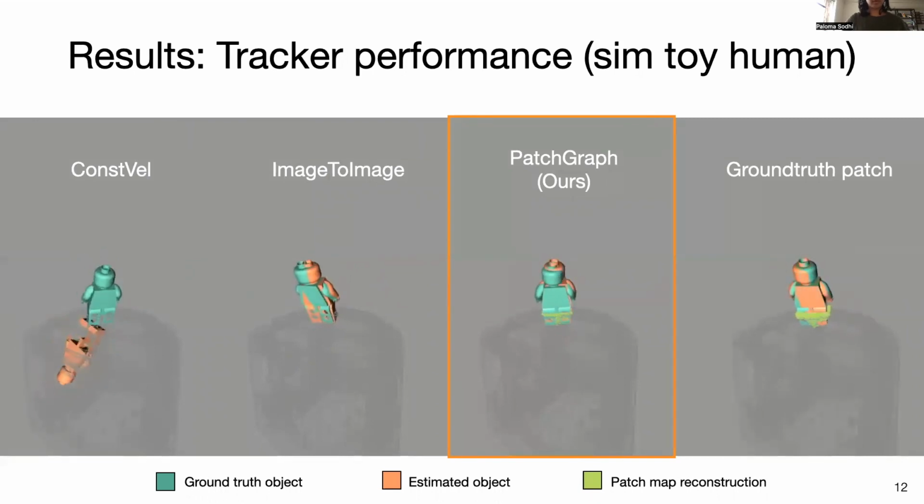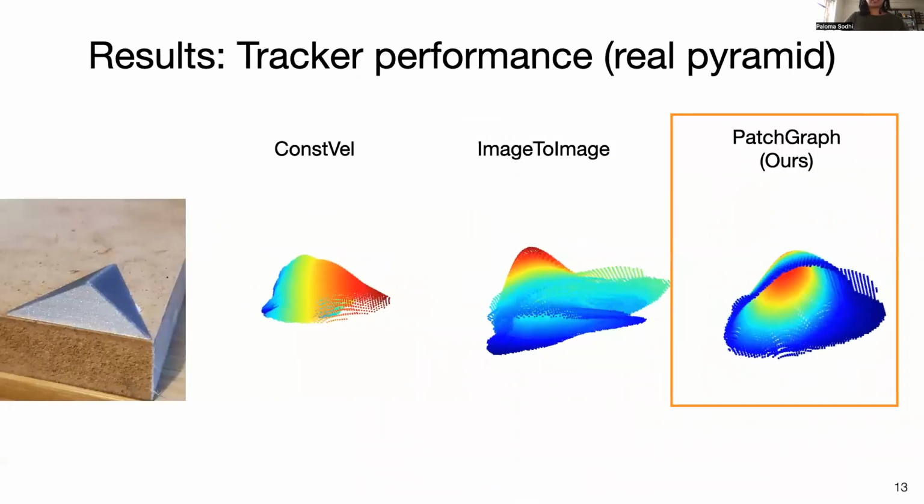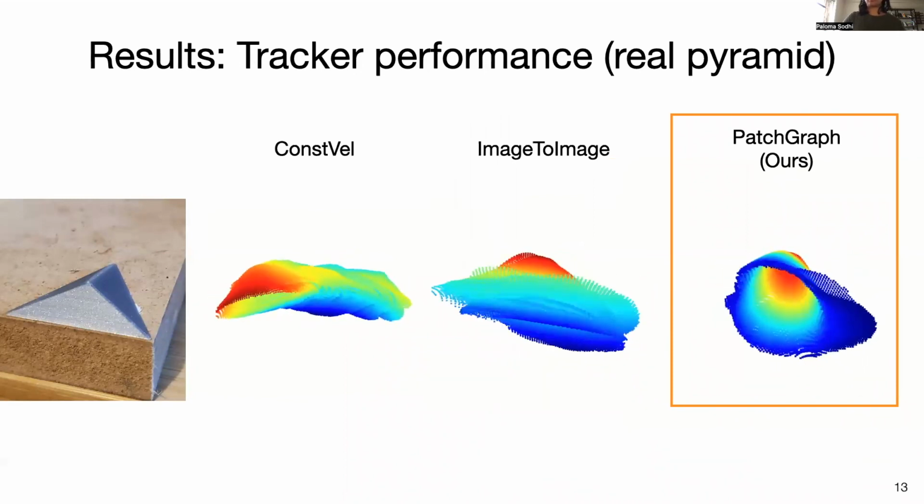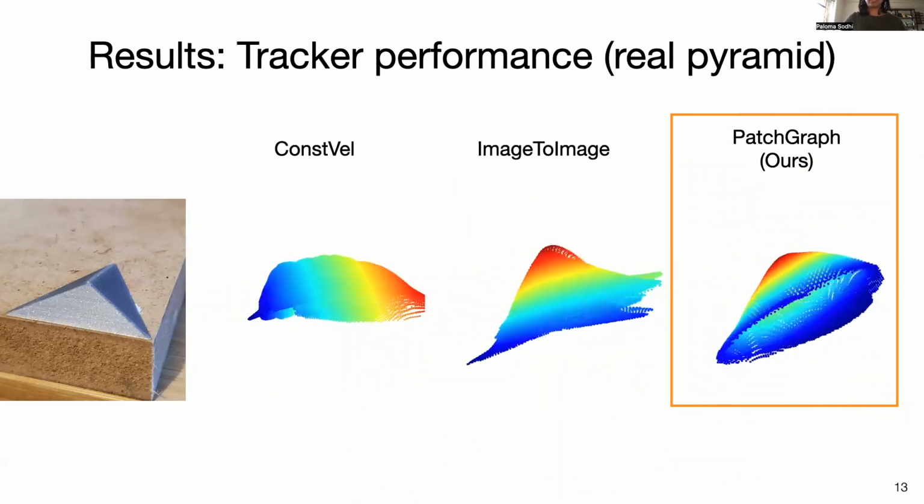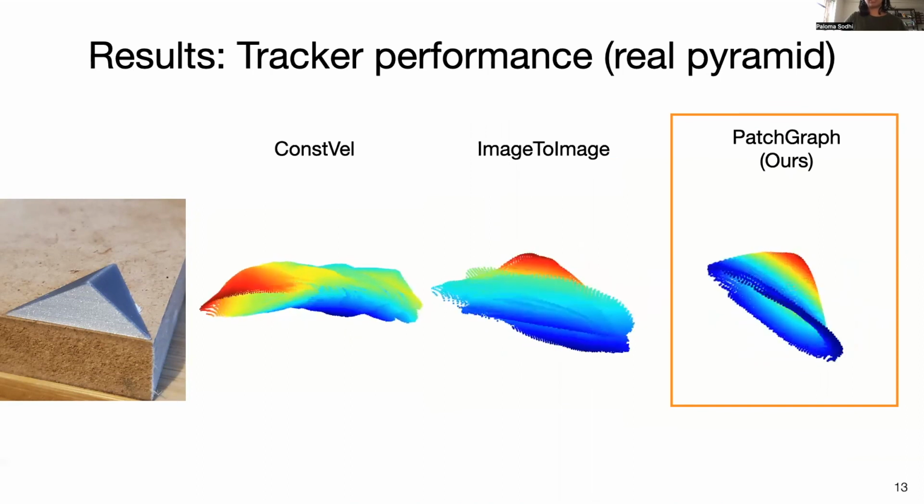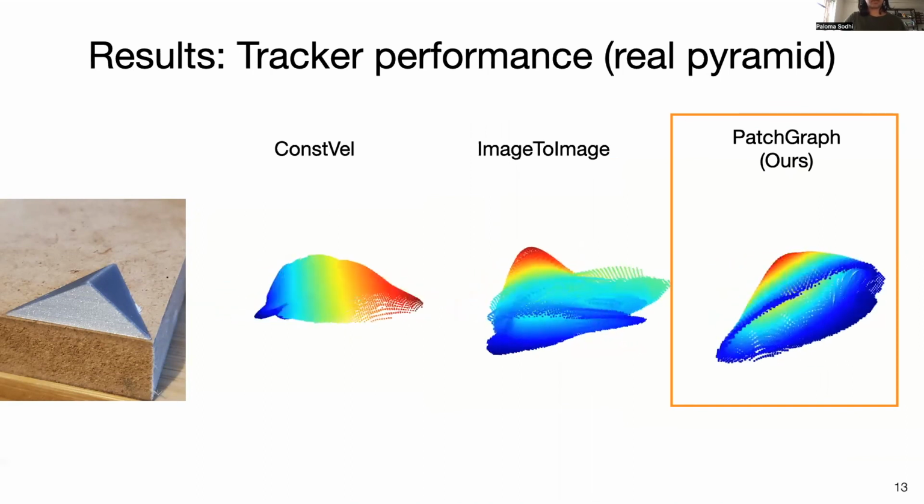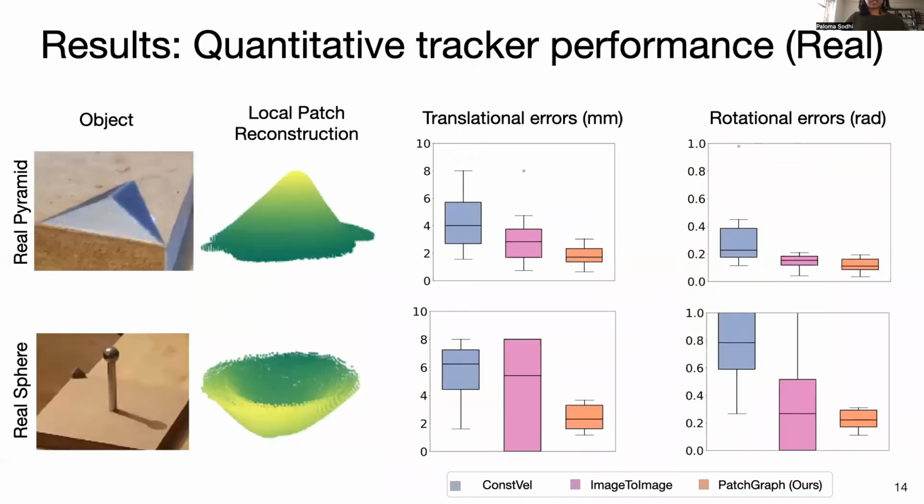For real trials, we look at these qualitative reconstructions fused based on estimated poses, and unlike the baseline, PatchGraph is able to recover a consistent 3D object geometry. We see this trend quantitatively as well, where we are able to achieve low final rotational and translation tracking errors.